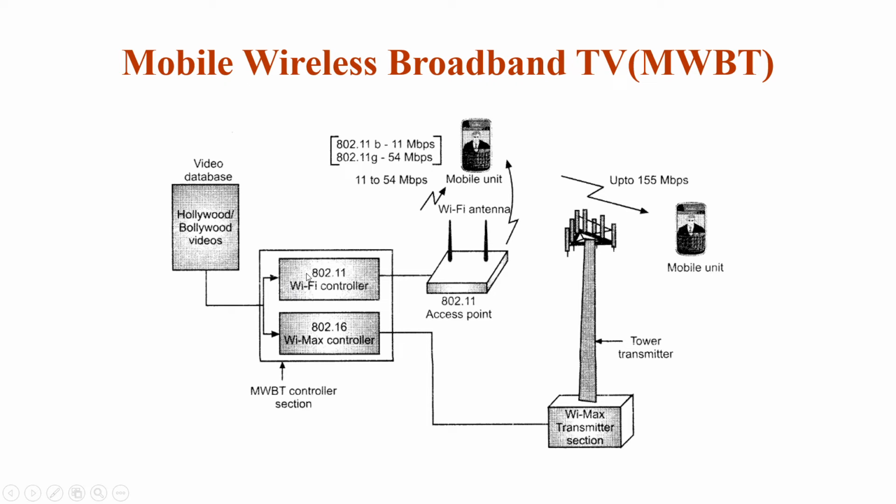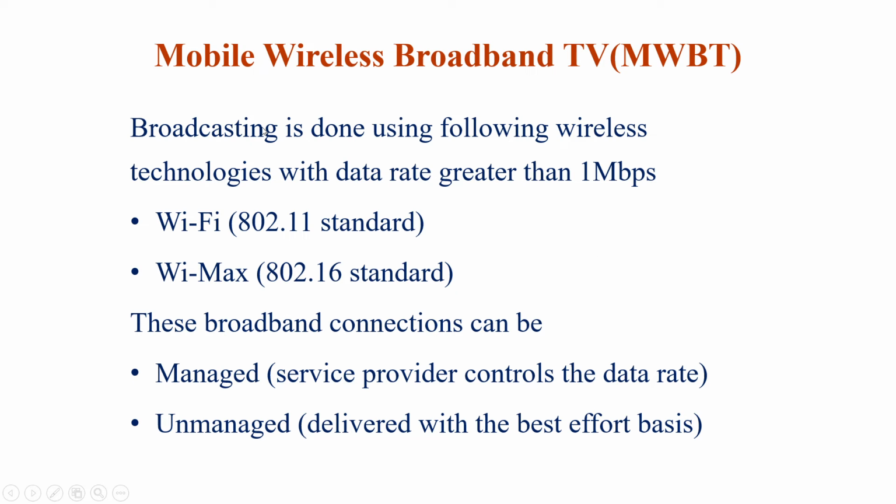Next, if you are going for 802.11, you give it to the 802.11 access point, and then it is given to the Wi-Fi antenna and to the mobile units. This 802.11 access point will support two data rates, 11 megabits per second and 54 megabits per second. The only difference between WiMAX and Wi-Fi you will find is in the quality and the speed. Whatever quality you receive with WiMAX will be better than this Wi-Fi system. So this is the mobile wireless broadband television.